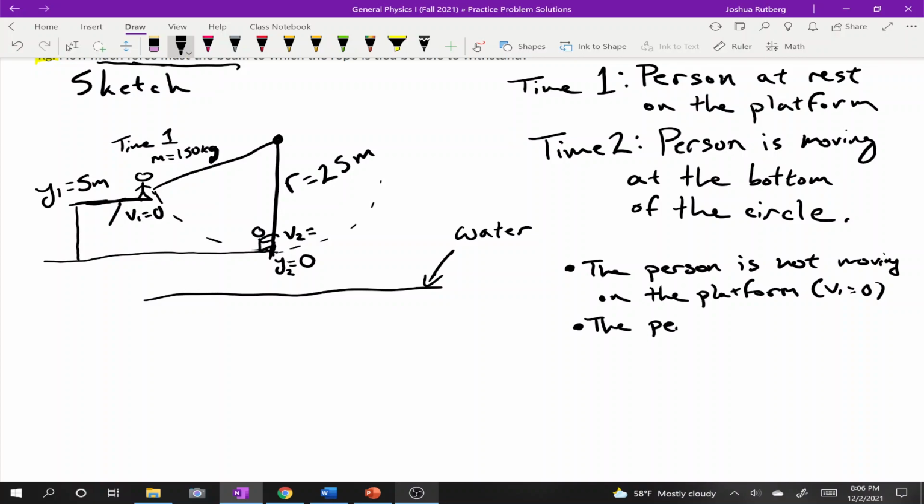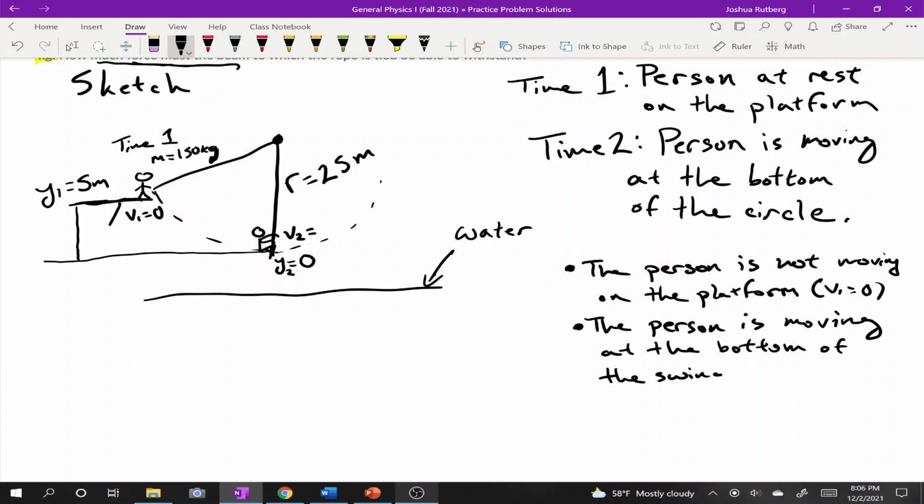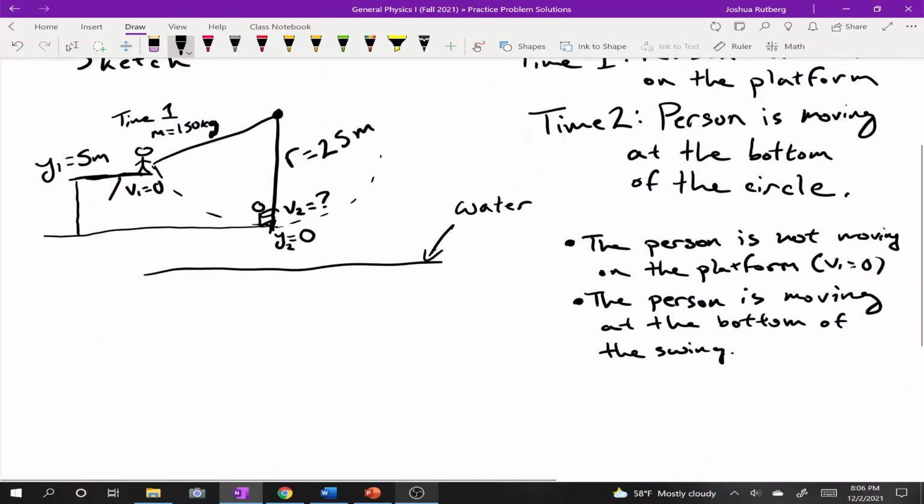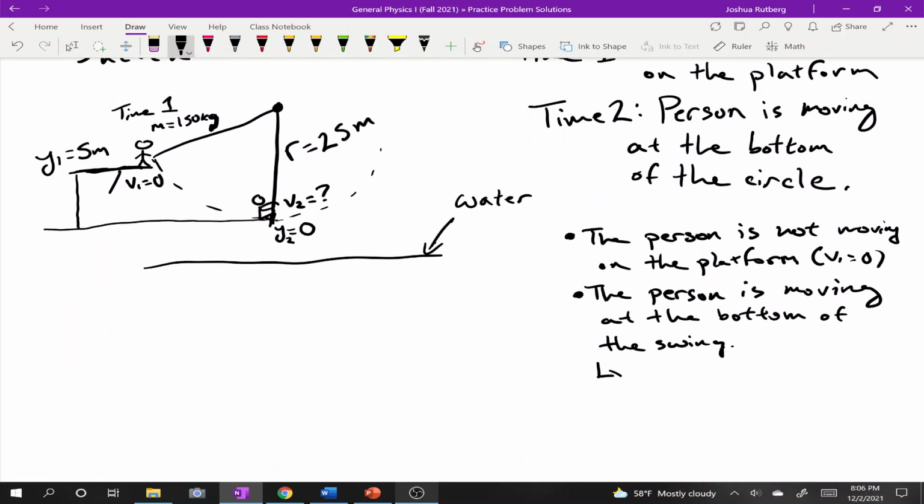So the person is moving at the bottom of the swing. Do I know how fast that person is going? We are not told that, so I'm just going to put a question mark there. So it's a thing that I can find, but I don't know what it is right now. So here's my follow-up question to that. Why is this person moving at the bottom of the swing?